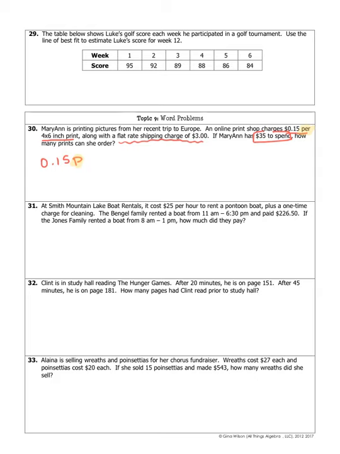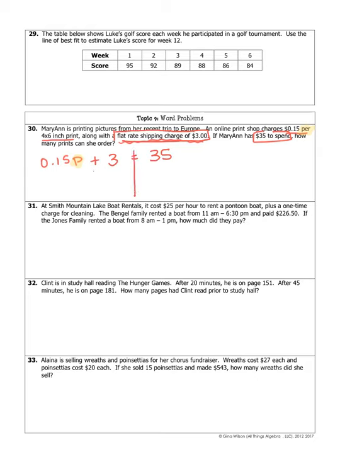So if I wanted 3 pictures, I would do 15 cents times 3. Regardless how many pictures I print, I know that I have to spend $3 on shipping. So I'd write plus 3, and she has a total of $35 to spend. So that's how we would set that one up.